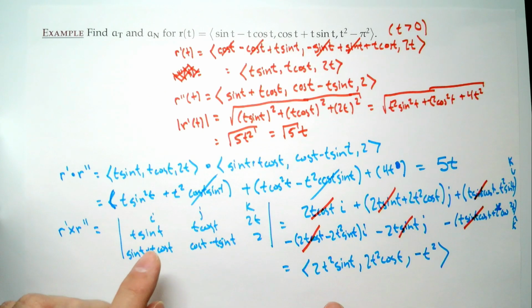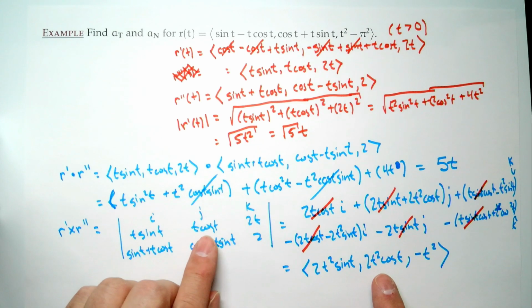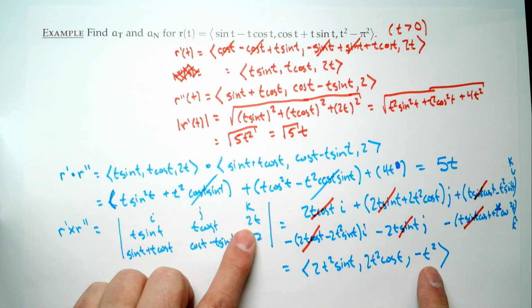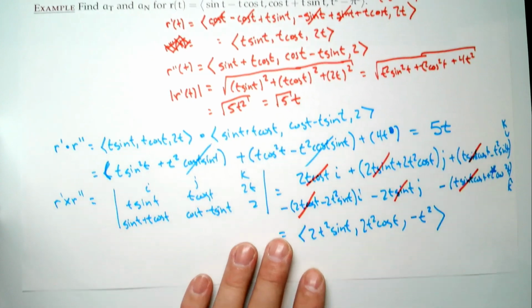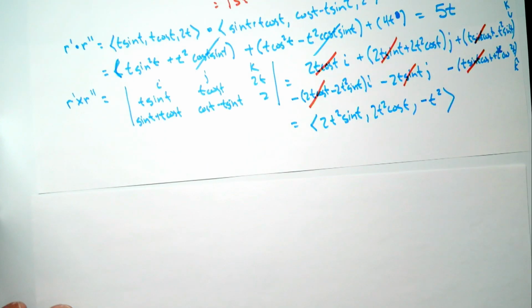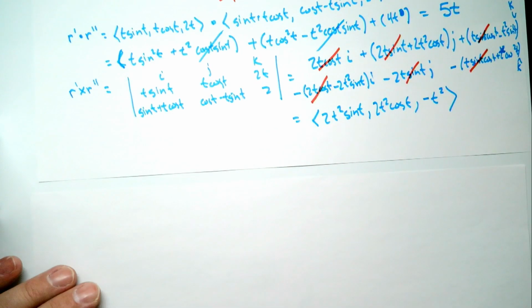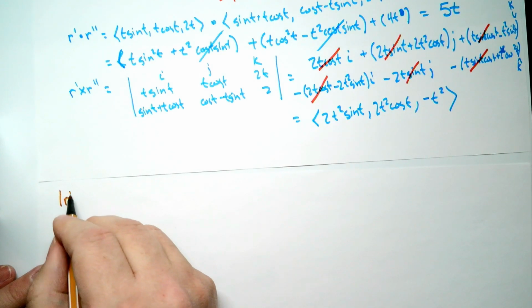Let's cross our fingers. 2t cubed sine squared, 2t cubed cosine squared. So now what am I up to? Well, times 2t cubed, right? Minus 2t cubed is 0. Okay. Whew. Good enough. We'll assume the other one works too. Okay, cool. That's the cross product. Now, are we done? No, we're not done. What else do we need to do? We need to find the magnitude of the cross product.